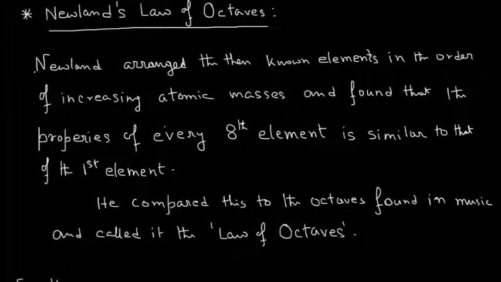After that, Newlands gave a new concept for classification of elements, and his law was known as Newlands' Law of Octaves. According to that law, Newlands arranged the then known elements in the order of increasing atomic mass and found that the property of the eighth element is similar to that of the first element. He compared this to the octave found in music and called it the law of octaves.